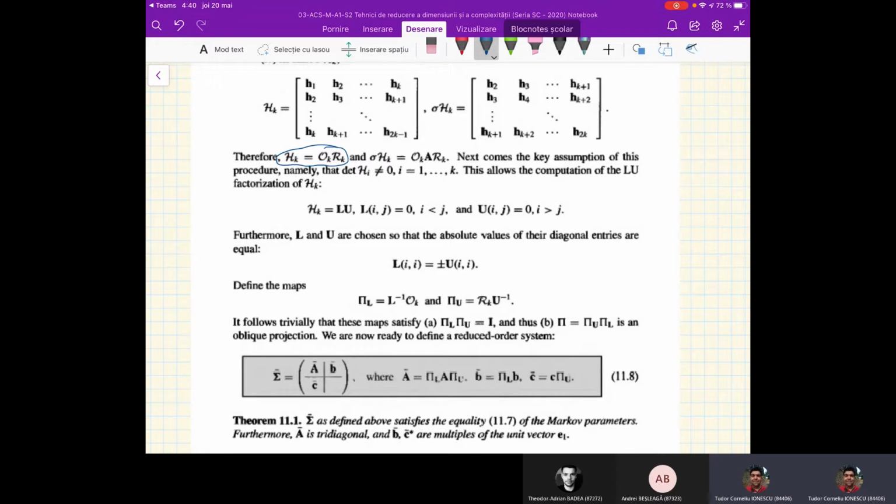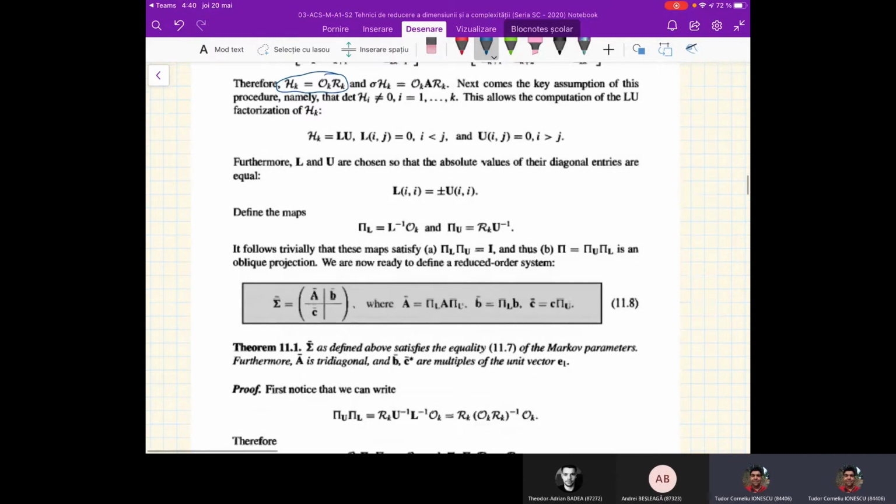In this case, you can compute the LU factorized decomposition of the Hankel matrix in k steps like this. And you also impose another constraint on the factors L and U. L is lower triangular and U is upper triangular. This is the LU decomposition. You remember that from the second year numerical methods class.